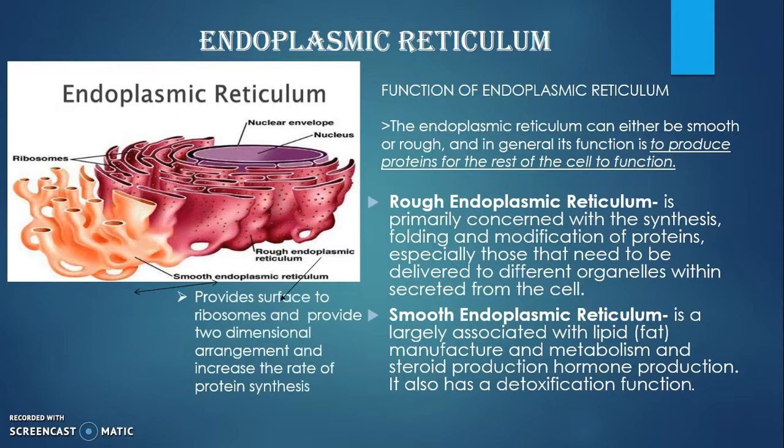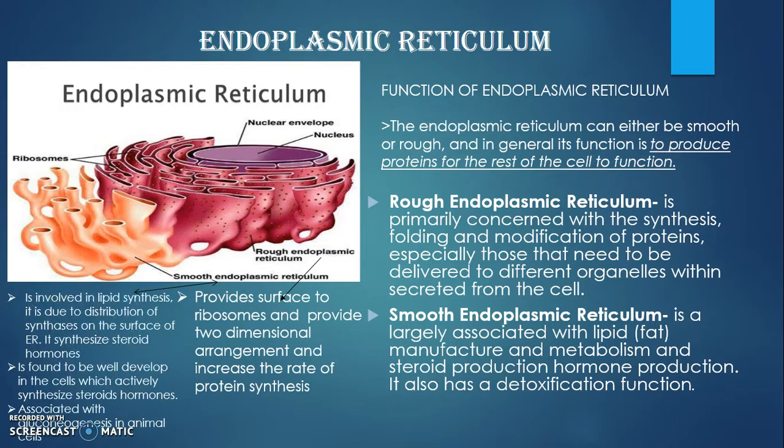And the function of the rough endoplasmic reticulum is to provide surface to ribosomes and provide a two-dimensional arrangement, and increase the rate of the proteins. The smooth endoplasmic reticulum is involved in lipid synthesis, on the surface of the ER. It synthesizes steroid hormones. It is found to be well developed in cells which actively synthesize steroid hormones, associated with gluconeogenesis in animal cells.